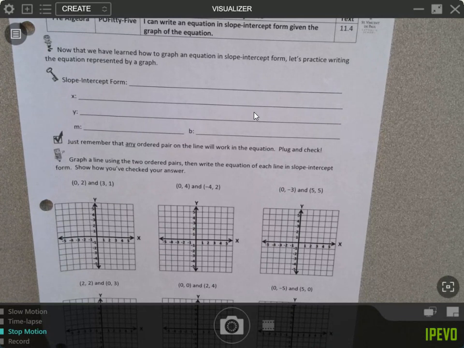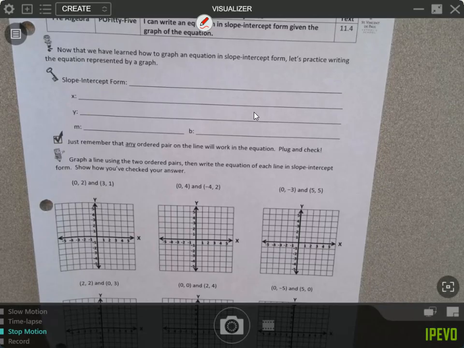All right, so we've learned how to graph an equation in slope-intercept form. Now we're going to practice writing the equation that's represented by the graph. So we're going to go backwards from what we were doing yesterday. So we need to do some review. What is our slope-intercept form? Can we say it together?